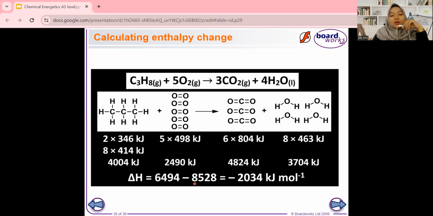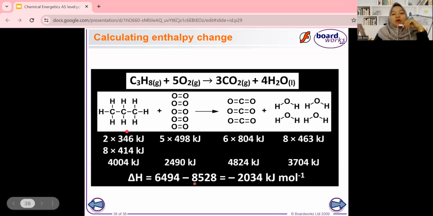After you're done, draw the structure. You have to count the number of bonds one by one. So here we have 8 bonds of C and H, right? So you have to count it one by one. And then we also have bonding between C and C. Since we have 3 C there, we only have 2 C-C bonds. So be careful. It is only counted as 2 carbon-carbon bonds there.